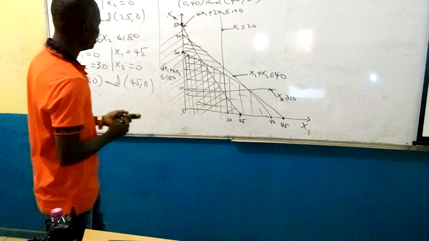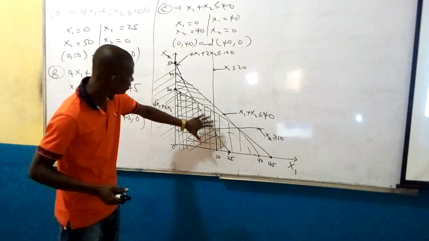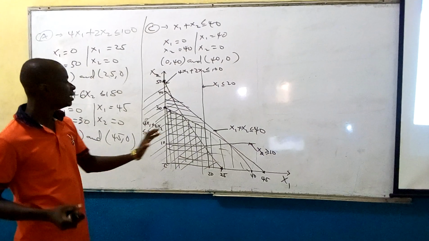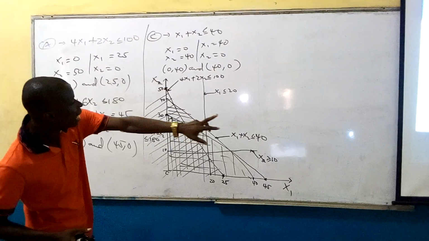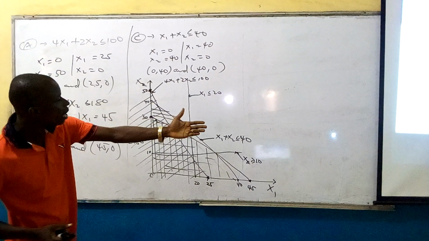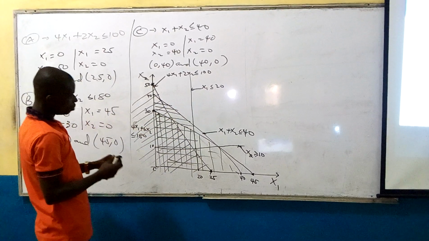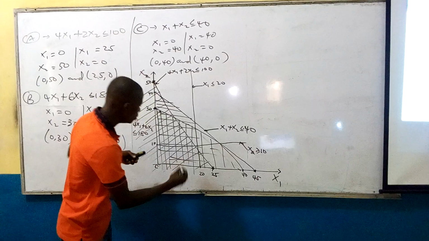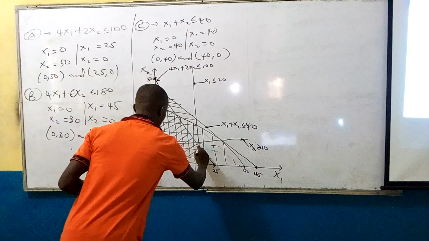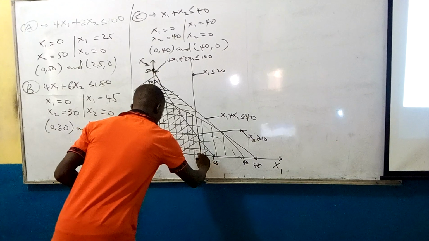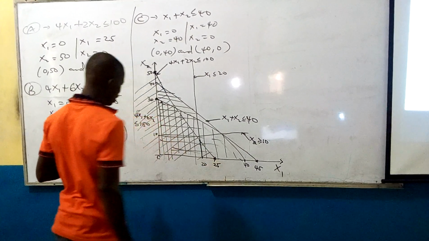Now you can see that there's a region that intersects all of them. Now the other two constraints, x1 less than 20. So that means we should go to the left of 20. We shouldn't go beyond 20. So if you are not going beyond 20, this is where we are.